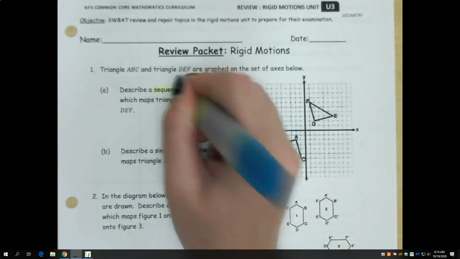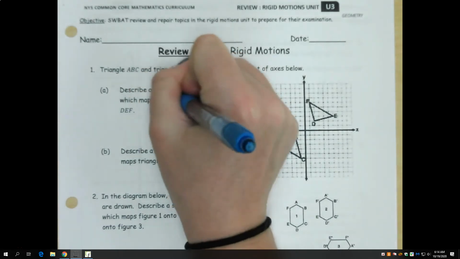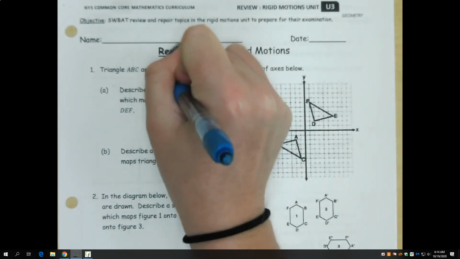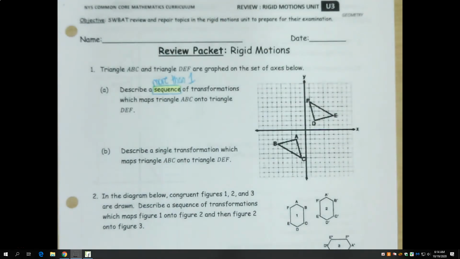Well, anytime I see the keyword sequence, I should be thinking more than one. So I'm just going to box that out and write that down, more than one. And again, I'm seeing that keyword describe. All right, so I have to say it's a reflection over what line. It's a rotation about what point, until where do I rotate? So I have to make sure that I'm explaining my answer completely.